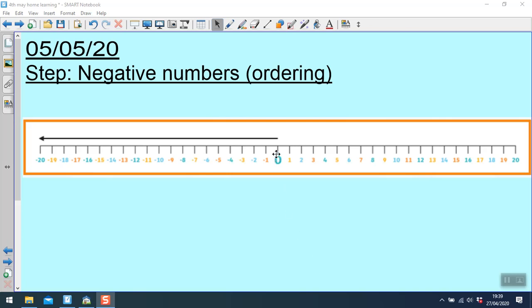Okay, so I know that positive numbers are numbers above 0 and negative numbers are numbers below 0. I know that positive numbers are the opposite to negative numbers, and I know that as you get below 0, the further you get away from 0, the smaller the number gets. So negative 13 is smaller than negative 3 because it's getting further away from 0.